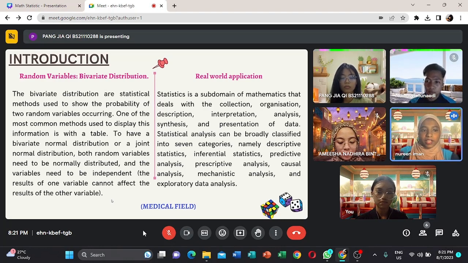To have a bivariate normal distribution or a joint normal distribution, both random variable needs to be normally distributed as well. And the variable need to be independent, and the result of one variable cannot affect the result of the other variable. So the application we use is the medical field. So I pass to the next presenter.